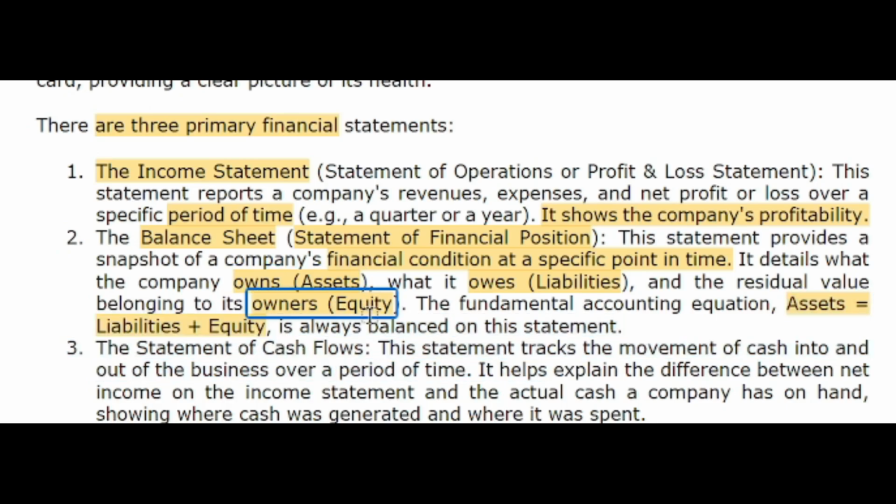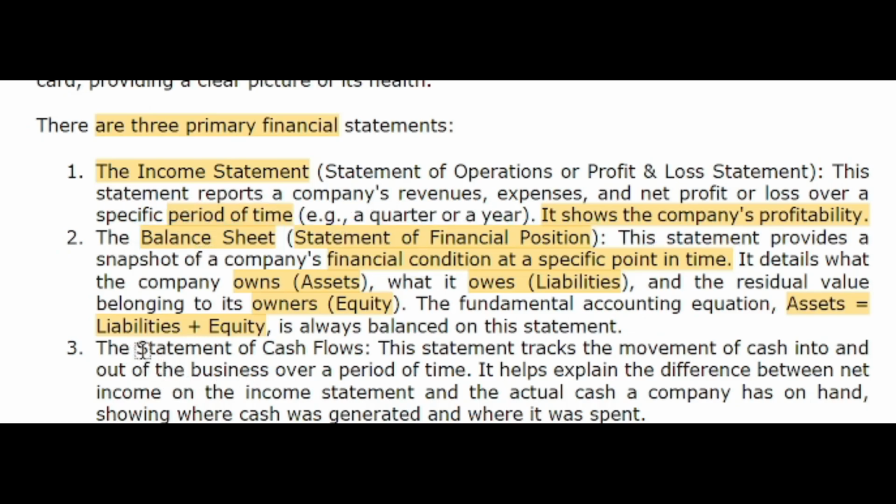It is always balanced on this statement because we show all the assets on one side and all the liabilities and equity on the other side. So the assets are always equal to liabilities plus capital. This is the second statement, the balance sheet.